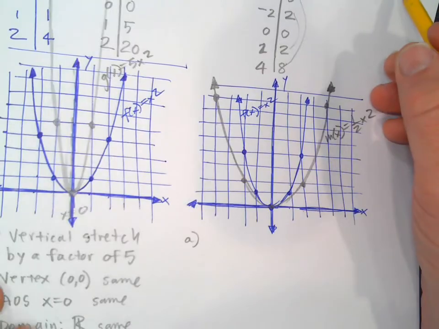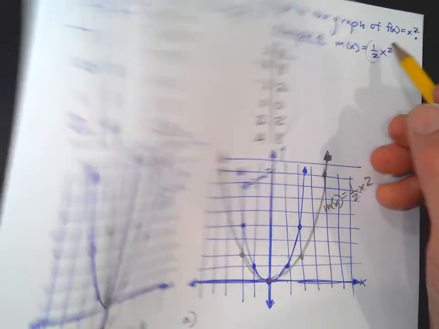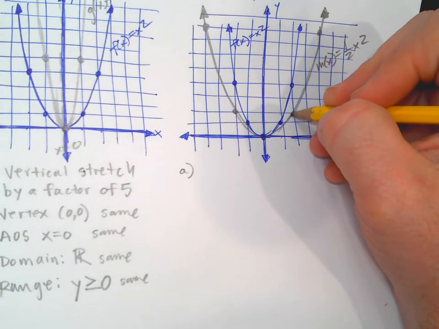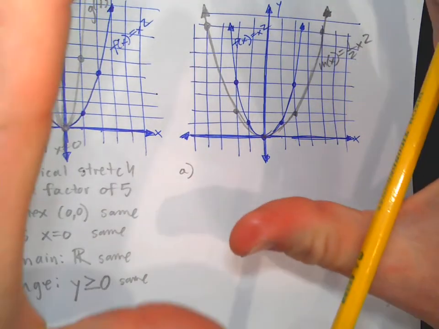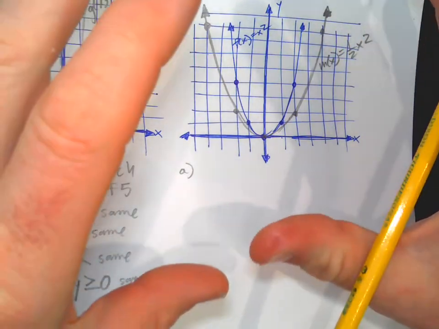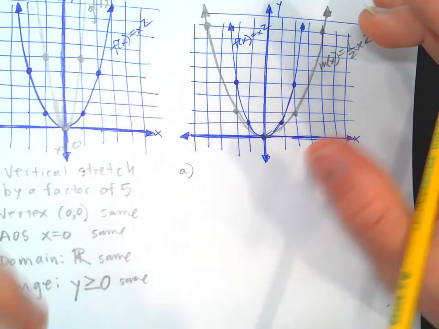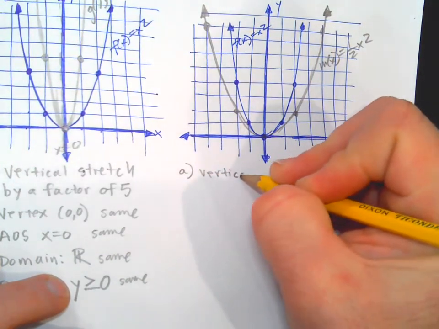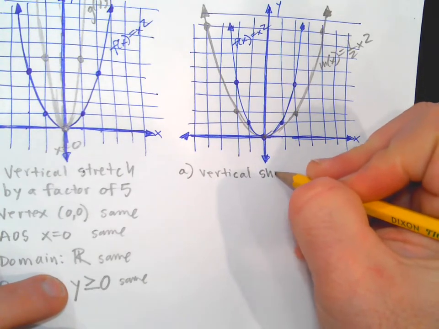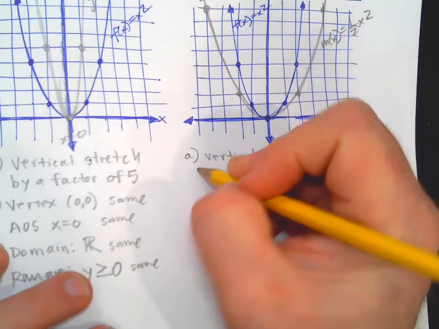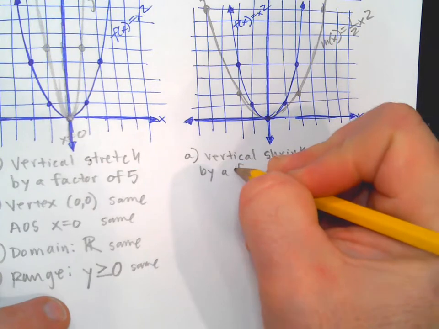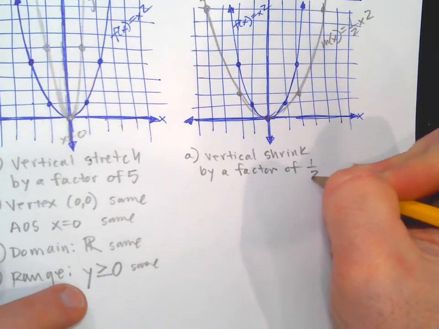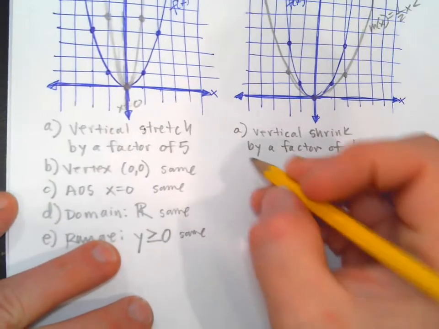That 1/2 in front multiplies all the normal y values by 1/2. So instead of getting 4, we got 2, right? So it's actually kind of squished. It's like it's been shrunk. Okay, so we'd say vertical shrink by a factor of 1/2. Okay, vertical shrink.